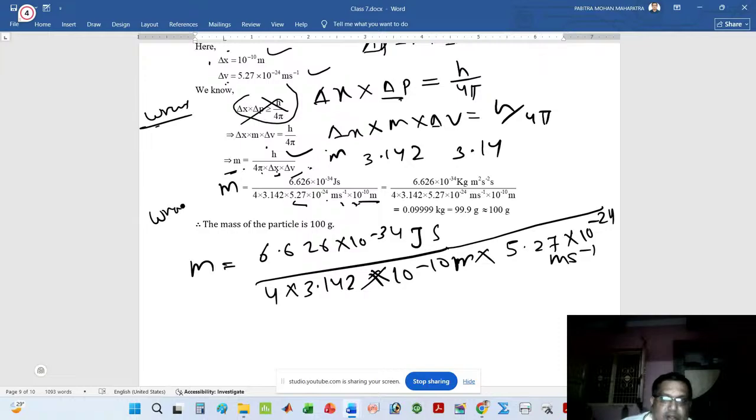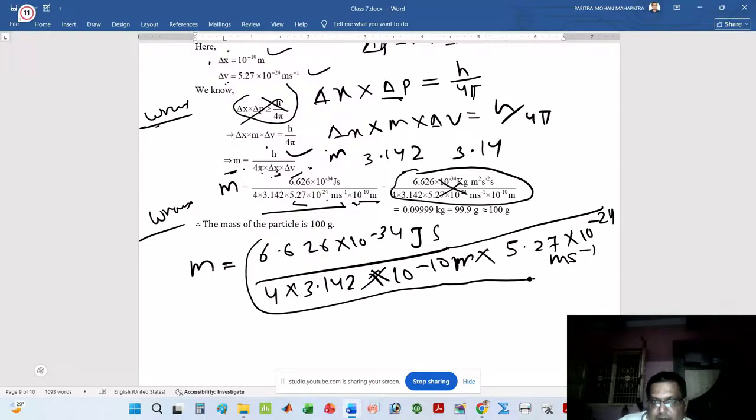When you solve this, what will be the answer? I want to correct this. If you solve this value, you will find 0.999 kg, or you can say 99.9 gram, which is nearly equal to 100 gram. So the mass of the particle is 100 gram.